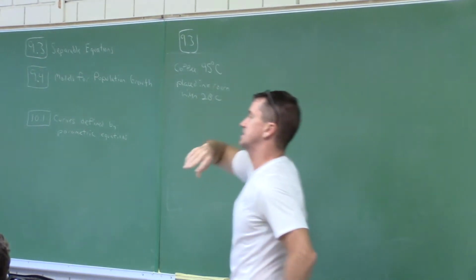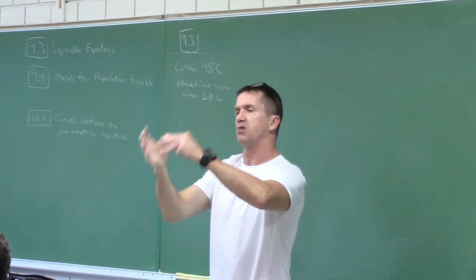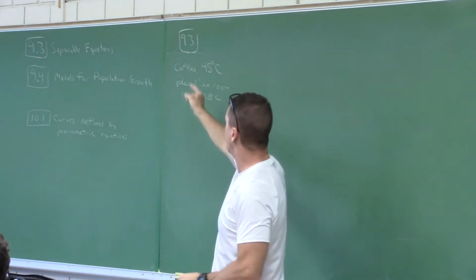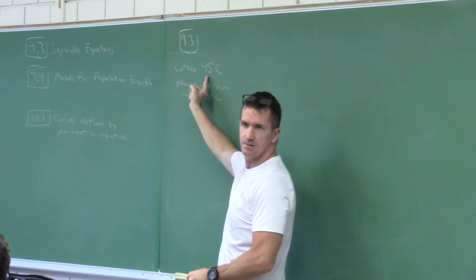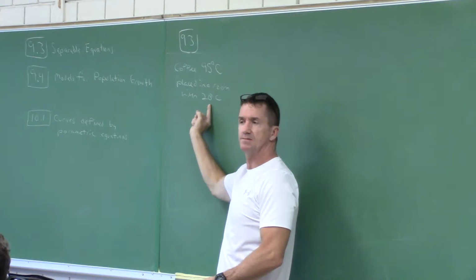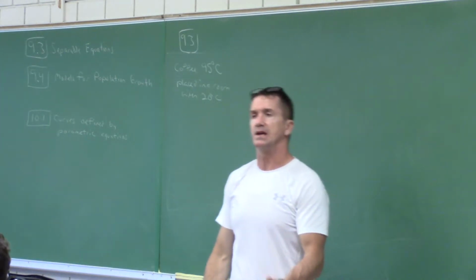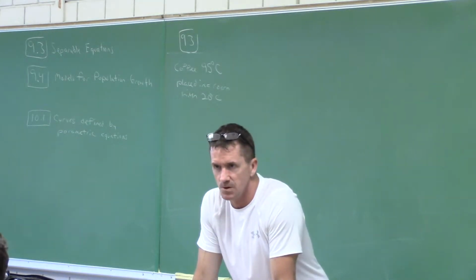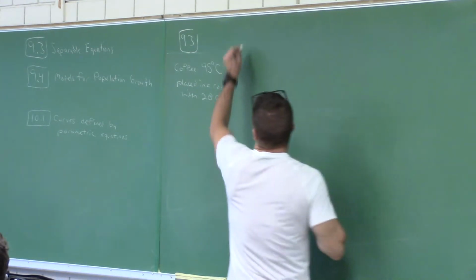Newton's law of cooling says that the rate of cooling is proportional to the difference between the temperature of the object, in this case coffee, and the temperature of the surrounding environment, right? This would be the same thing if you took something warm and put it in the fridge, right? So, let me write this out again.